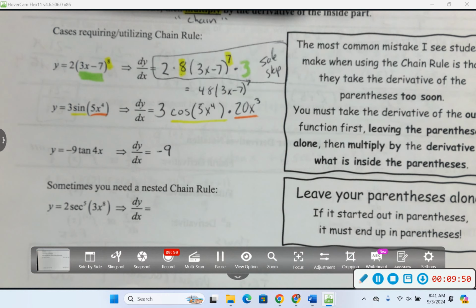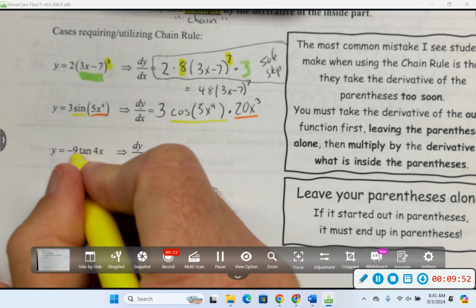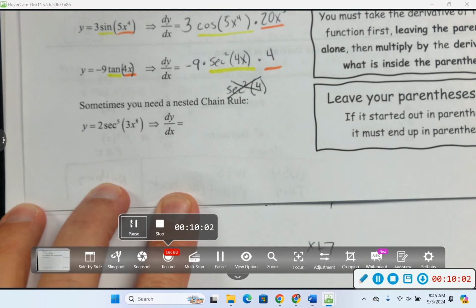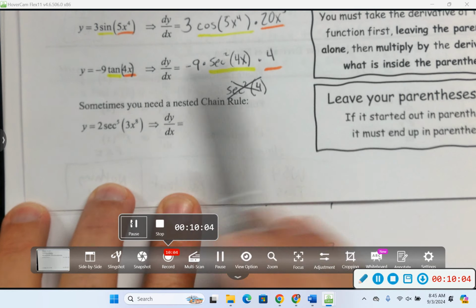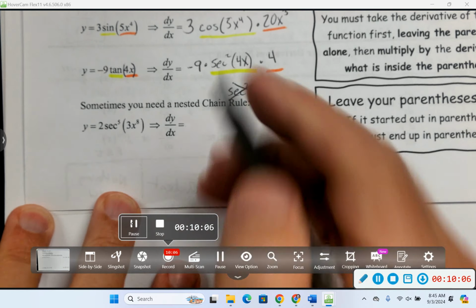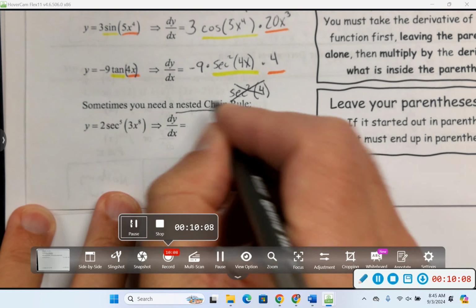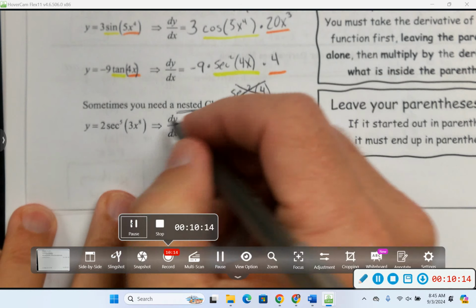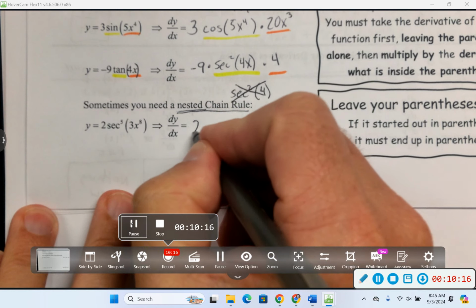All right, why don't you try the next one? So you've got a tangent that you'll have to take care of, and a 4x that you'll have to take care of. And you might have to flip back to remind yourself what the derivative of tangent is. So there's that chain rule. Sometimes you get a nested chain rule. I mean, they're all nested, but like multiple chains. The chain of the chain of the chain. So the 2 is just going along for the ride.